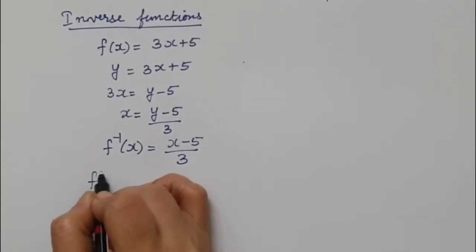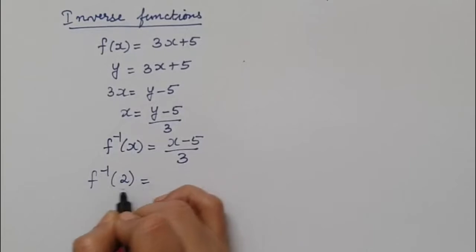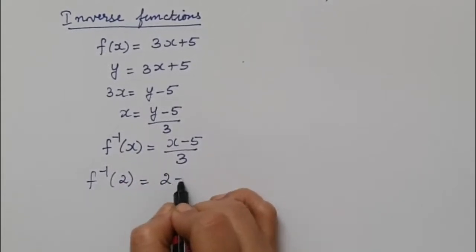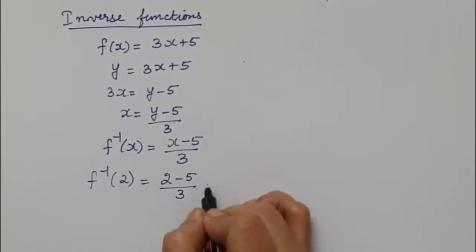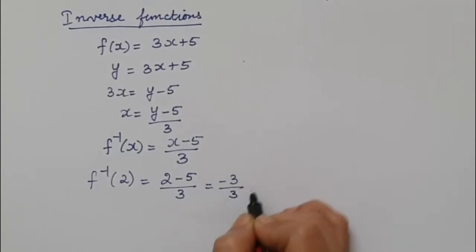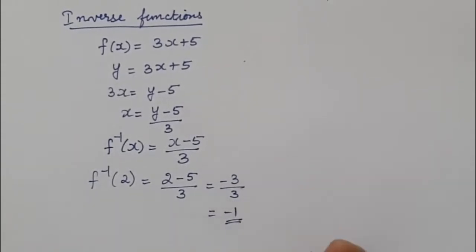This is our inverse function. If we have to find f inverse of 2, then in the same way we replace x with 2 over here. 2 minus 5 over 3, so minus 3 over 3. So this gives us our answer as minus 1.